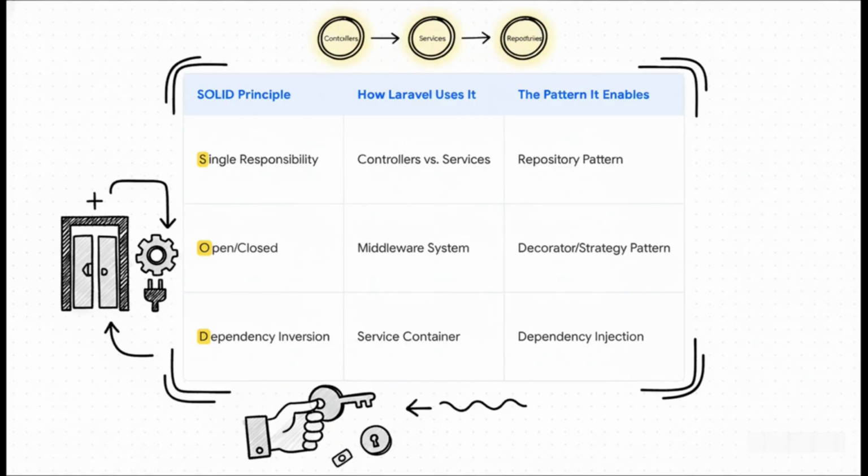How about Laravel's middleware system, where you can add new functionality without touching the core code? Pure open-closed principle. And that magical service container that handles all your dependencies? That is the dependency inversion principle in action, making dependency injection a breeze. These patterns aren't just theory, they're the bedrock of modern frameworks.